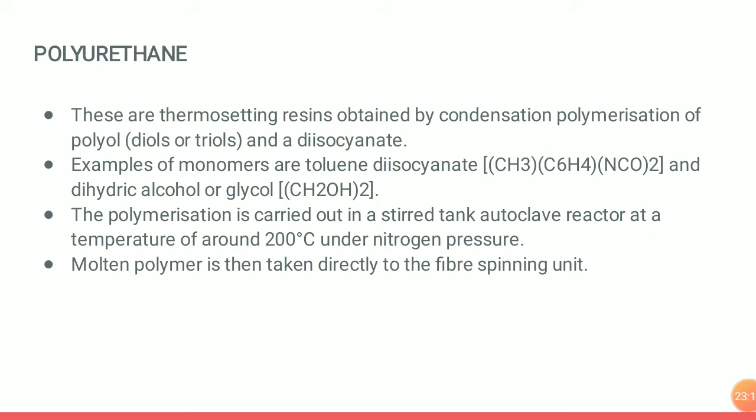So they require generally diisocyanates and dihydric alcohols, that is, glycol. They are generally reacted at around 200 degrees Celsius under a nitrogen pressure in a stirred tank, which will give polyurethanes. Generally we get molten polyurethane, and it is further given to another process where it is converted into fibers.